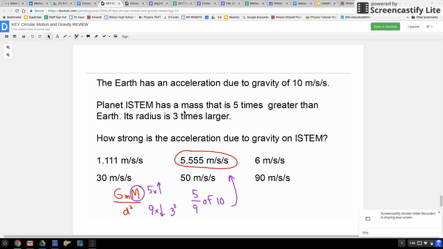Well, there's 2 changes here. Remember in Newton's law of gravity, if we have an increase in mass of 5 times, that would increase gravity by 5. But the fact that the radius is 3 times greater, our distance is triple, and that's squared. That would lead to a decrease in gravity of 9 times. So with both those changes, we would get 5/9 of Earth's gravity, which is 10. 5/9 of 10 is 5.5 repeating meters per second squared.